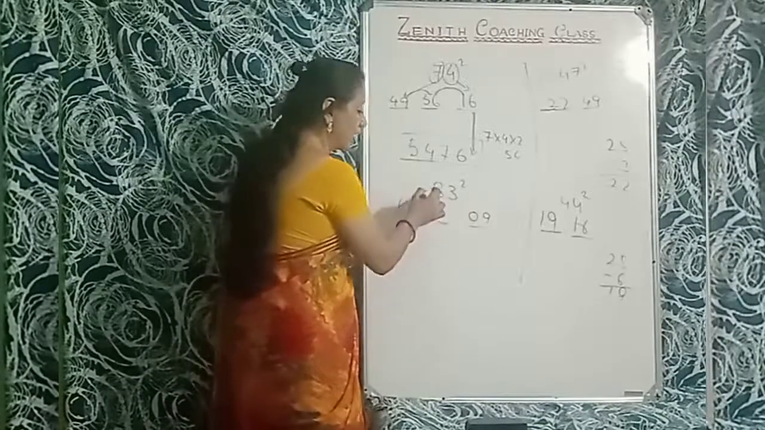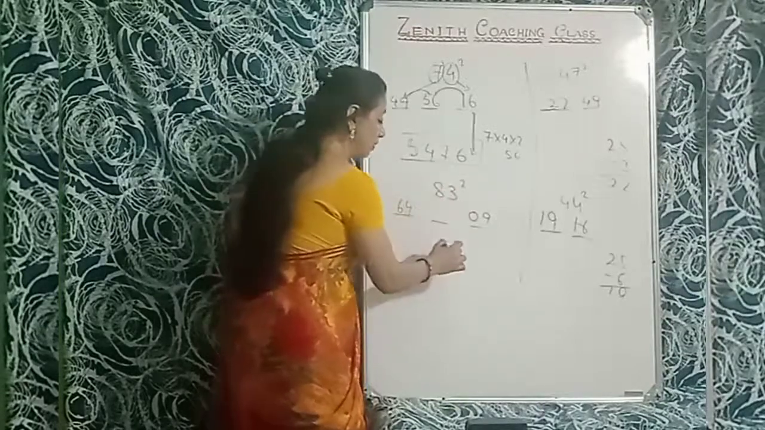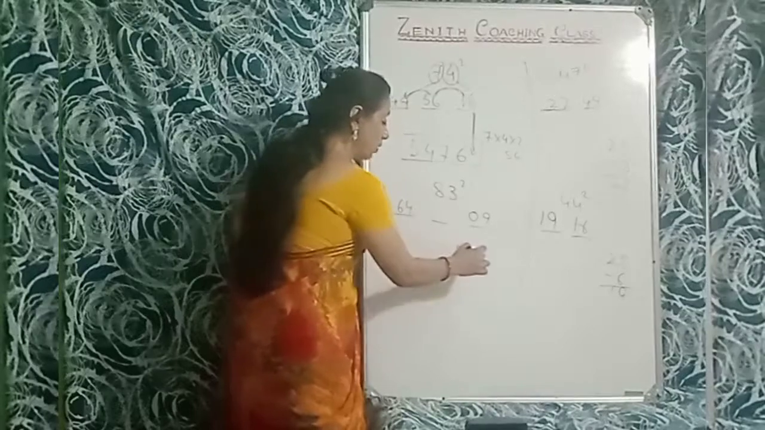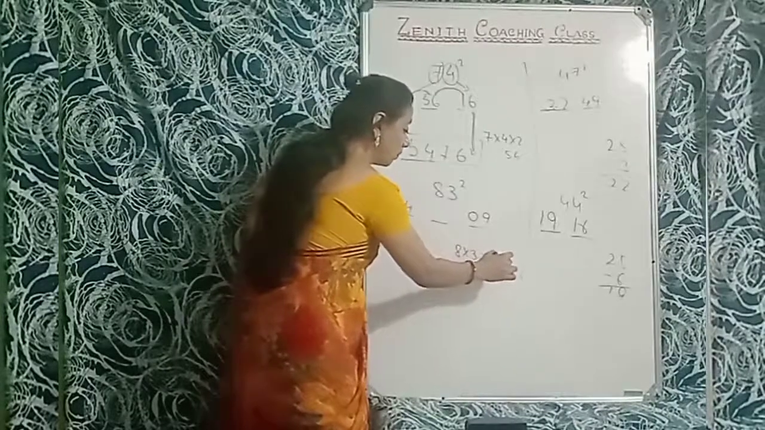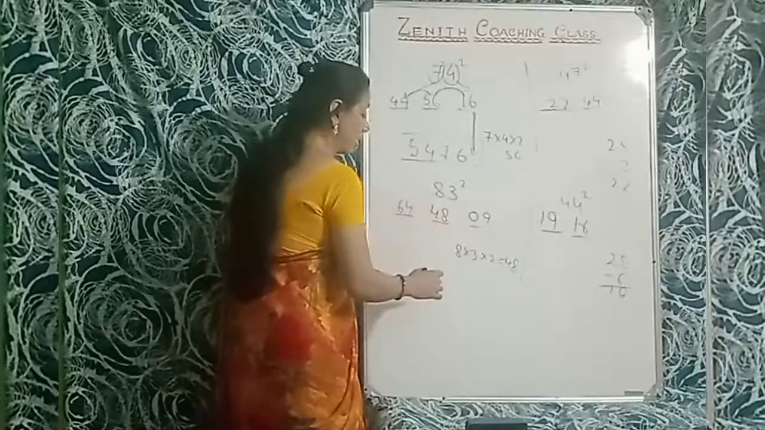In the middle what will you write? 8 multiplied by 3 multiplied by 2. So 8 multiplied by 3, 24. 24 multiplied by 2, 48. So you will write here 48. Now what do you have to do?